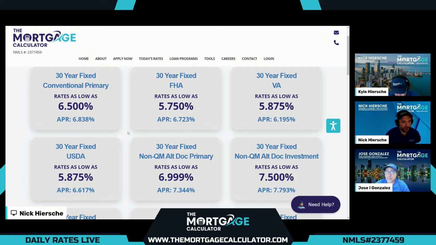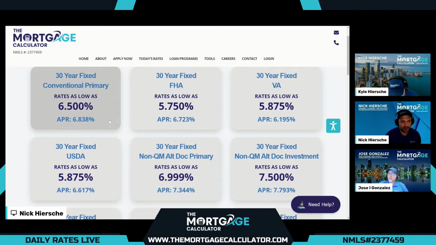So typically if our customer doesn't qualify for conventional or any of the other government options, we want to check out our non-QM alt doc options. This here is our 30-year fixed standard non-QM option. This would typically be a bank statement loan or similar. We have 1099, asset depletion, P&L, all kinds of different options. But the lowest rates here for the lowest option, probably a bank statement option, today comes in at a 6.999 rate, final APR 7.344.